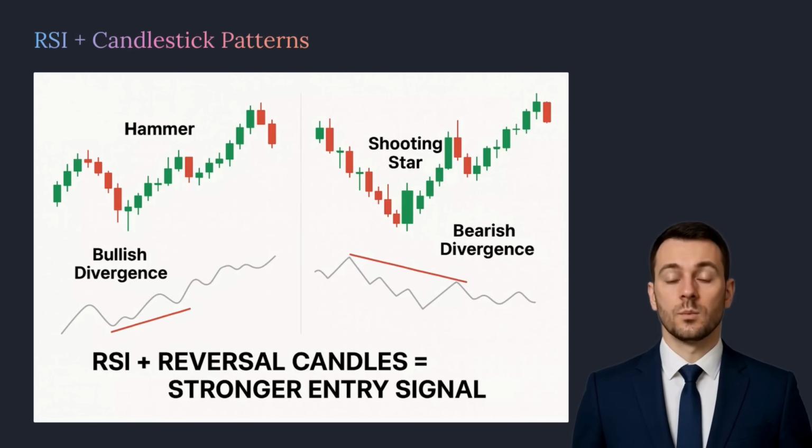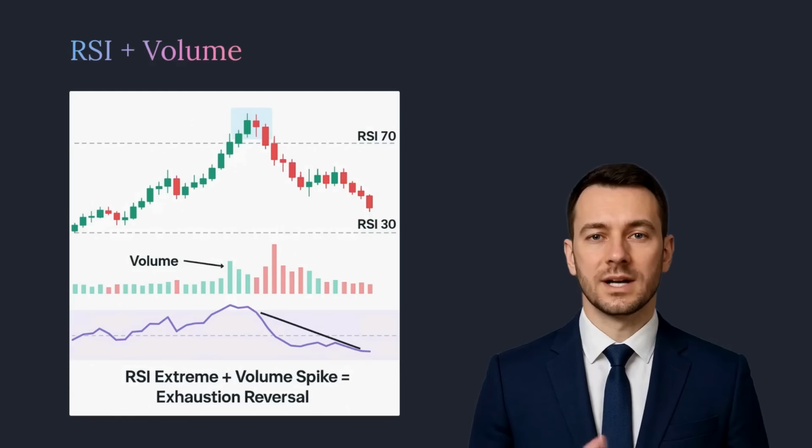That combo is far more compelling than RSI divergence alone. It gives both a momentum sign, RSI, and a price action sign, candle pattern, that the trend might reverse. RSI plus volume. Volume spikes can indicate capitulation or exuberance.